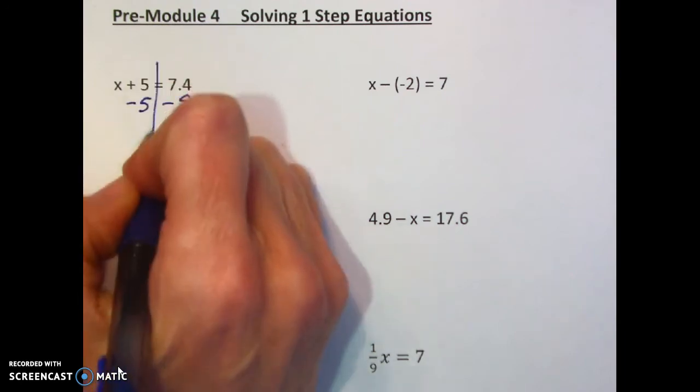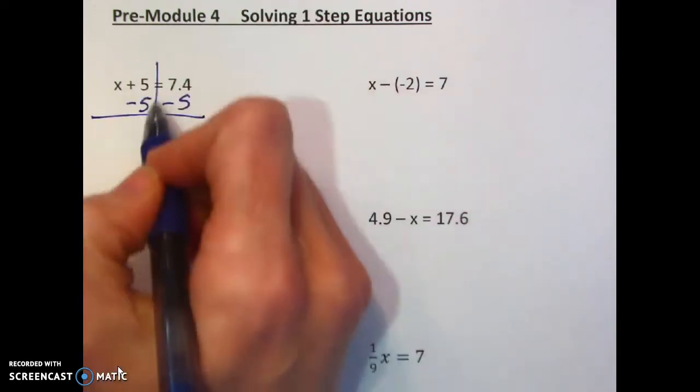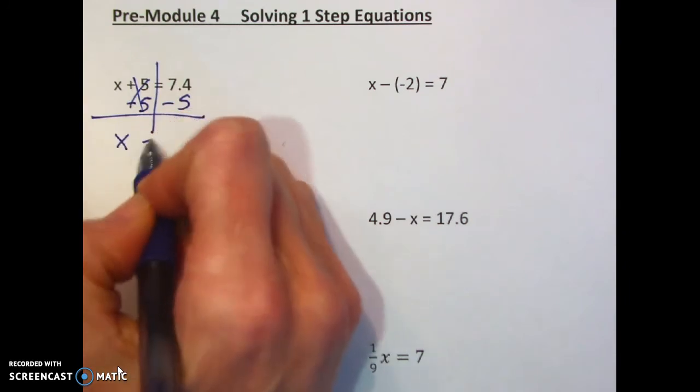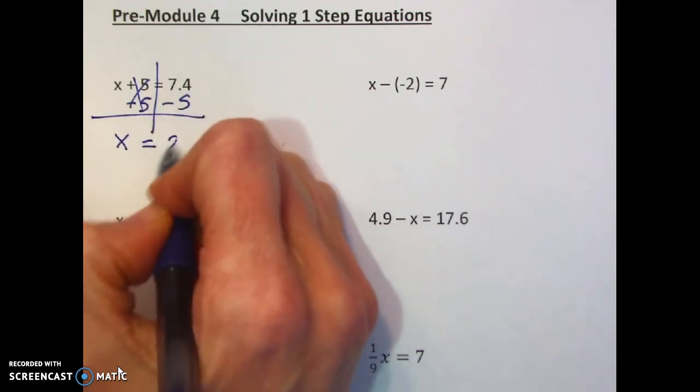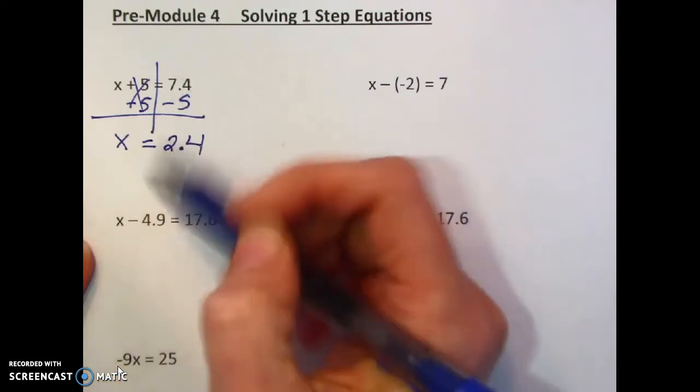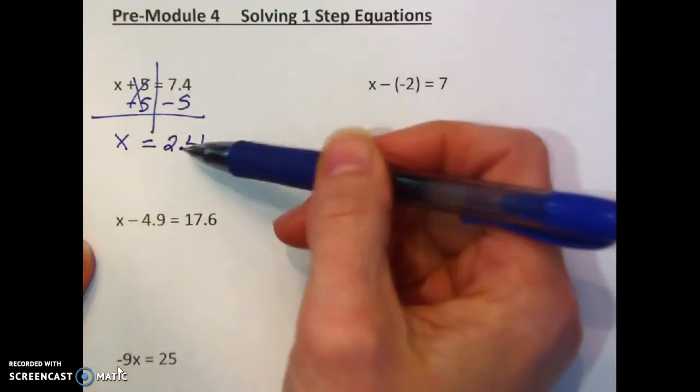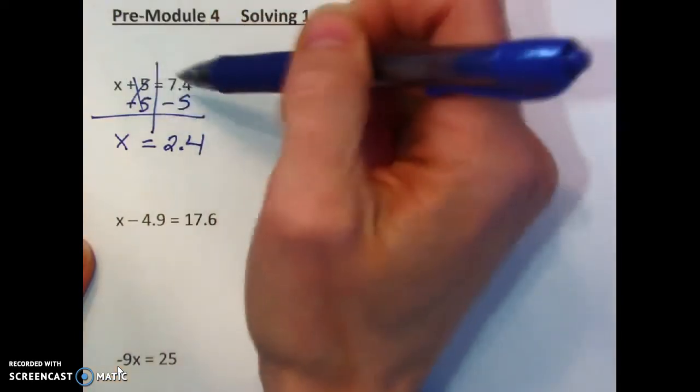What we do on one side of the equal sign, we have to do on the other side of the equal sign to keep the equation balanced. 7.4 minus 5 would be 2.4. So x has to equal 2.4. Of course, if you check that, 2.4 plus 5 is 7.4.